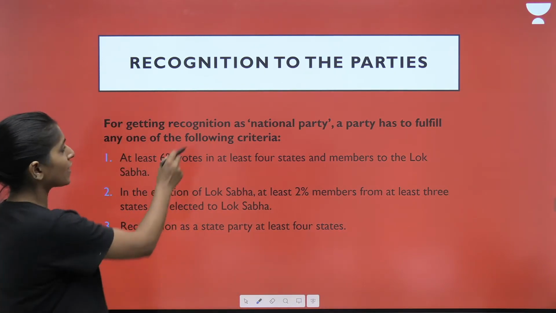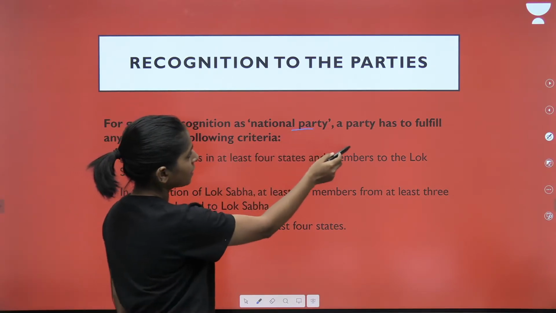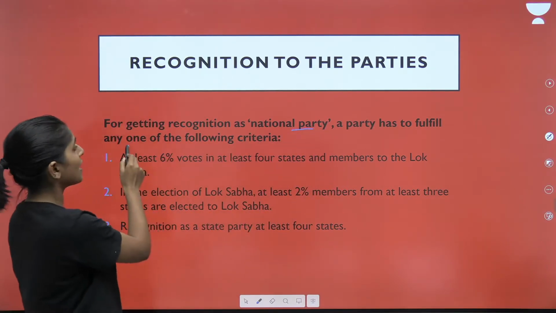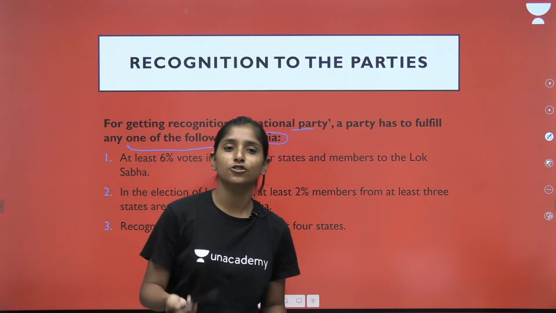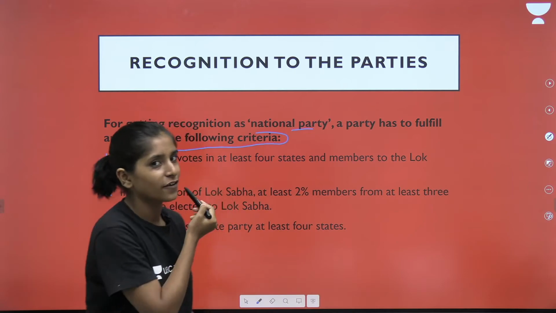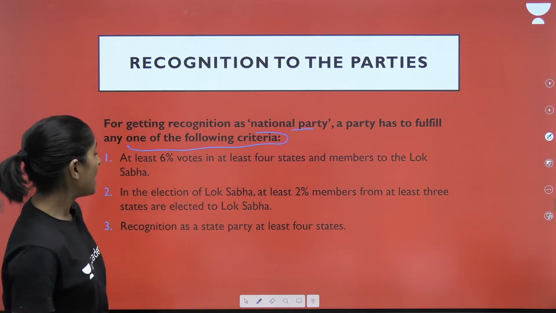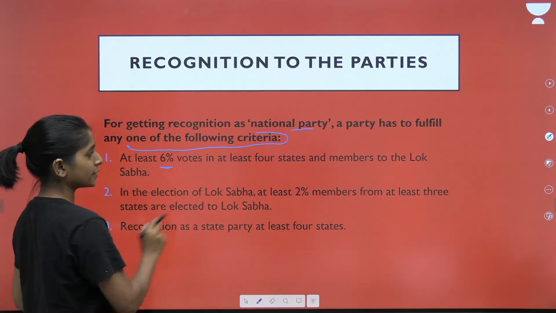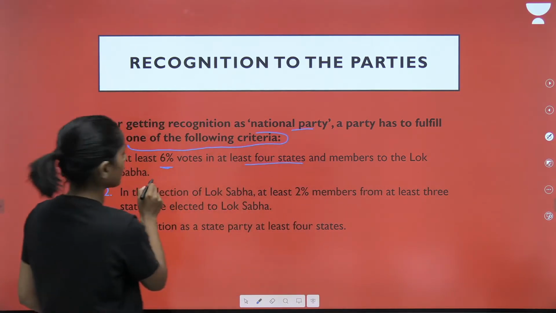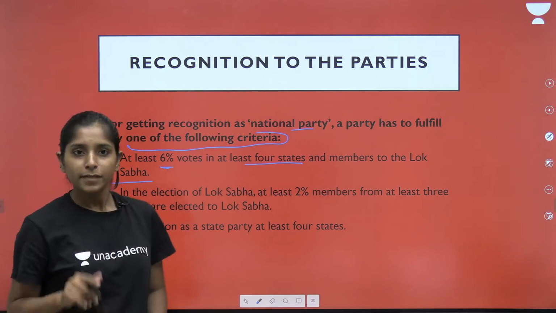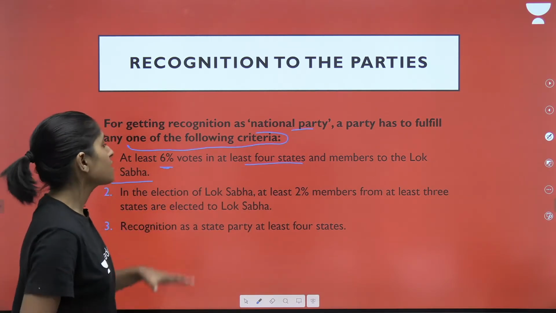Okay. So for getting recognition as a national party, a party has to fulfill any one of the following criteria. Suppose मेरी श्वेता पार्टी को बनना है अब नेशनल पार्टी, उसे इनमें से एक क्राइटेरिया फॉलो करना पड़ेगा. लेट्स लुक एट द क्राइटेरिया. एटलीस्ट 6% ऑफ द वोट्स इन एटलीस्ट 4 states and members to the Lok Sabha. समझ रहे हो? Let me explain that.